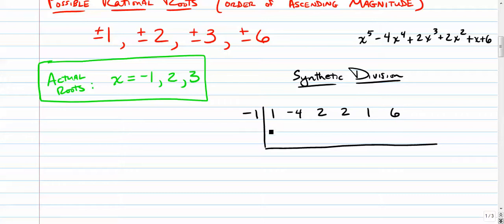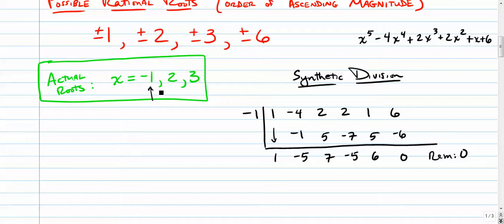And we're just going to do synthetic division, right? This is in a different video, so I'll go really fast here. If this turns out right, then we should have a remainder of 0, and we do. So our remainder is 0. That means that negative 1 is in fact a root.